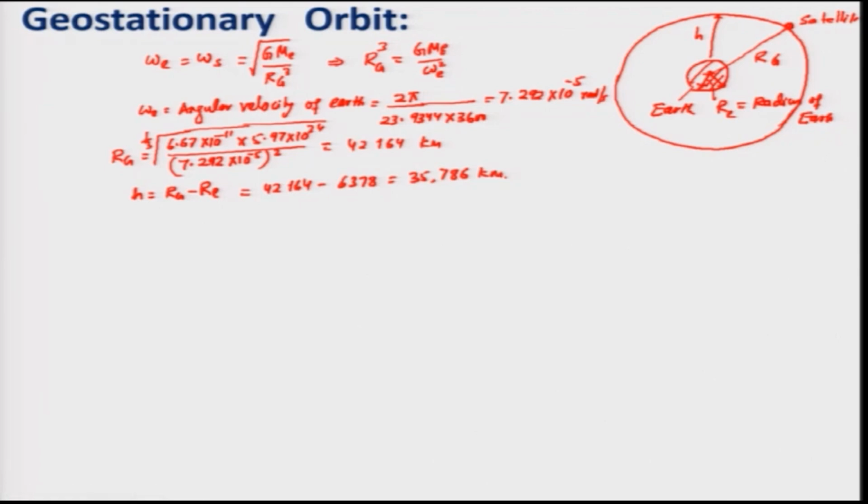So, we got this, that is the altitude which is required to have a geostationary orbit. In other words, you will have to place a satellite in orbit at an altitude of 35,786 kilometer from the surface of the earth, then only it will be geostationary, moving in the same direction as the earth, and it is in the equatorial region, or the equator.